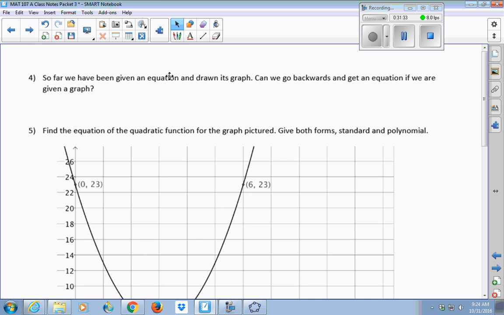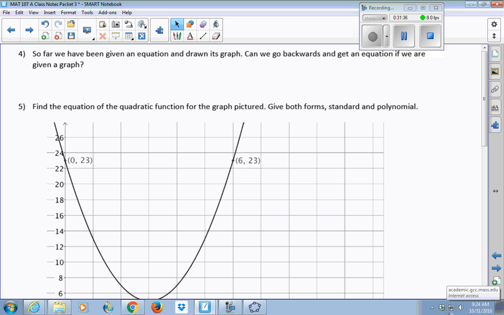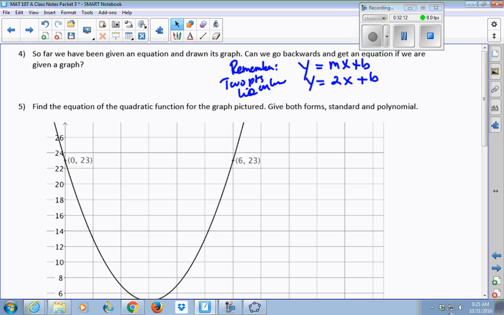So let's see where we are now. So far, we've been given an equation, drawn its graph. Can we go backwards? So if you just take a minute to breathe and you remember what we've been doing with straight lines. When we find the slope for a straight line, let's review that. When we have a straight line in this form, and let's say we find the slope is 2. And let's say we don't have the graph in front of us. So we're just trying to remember what we did here. Let's say we have 2 points that lie on this line. And we've got this information right here. We know 2 points on this line, and we were able to use those 2 points to find the slope.